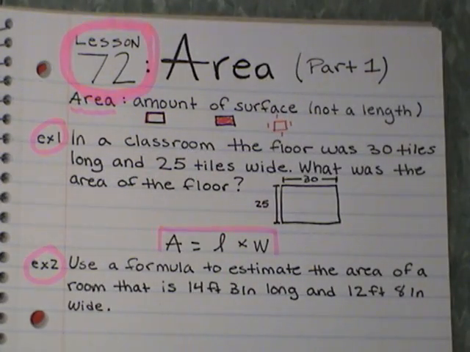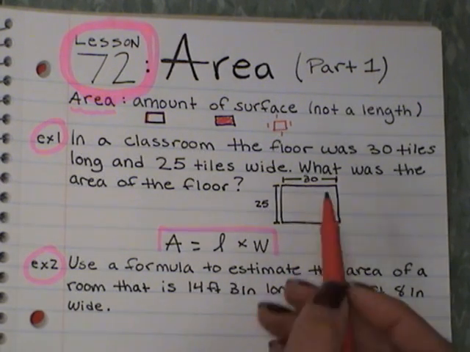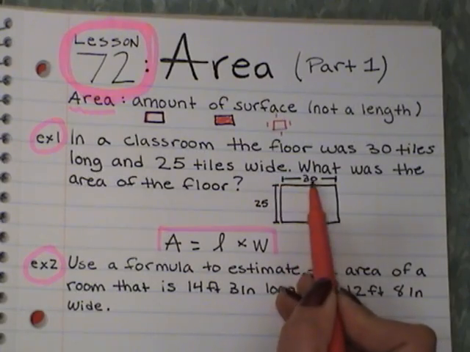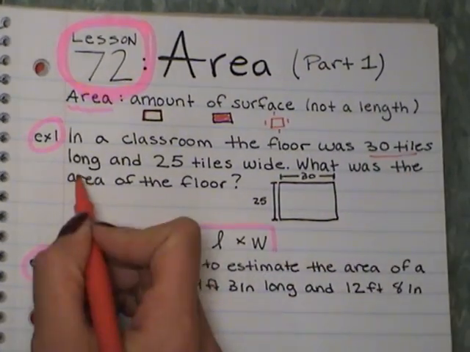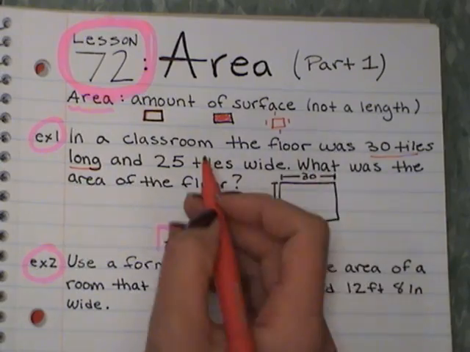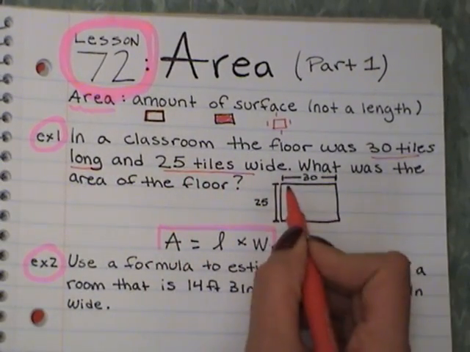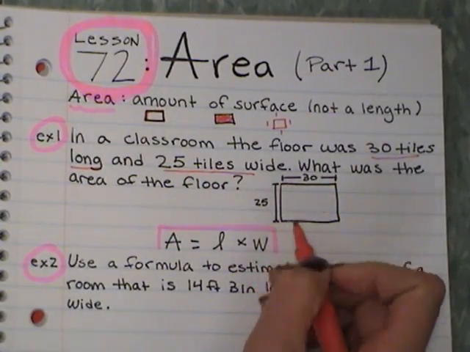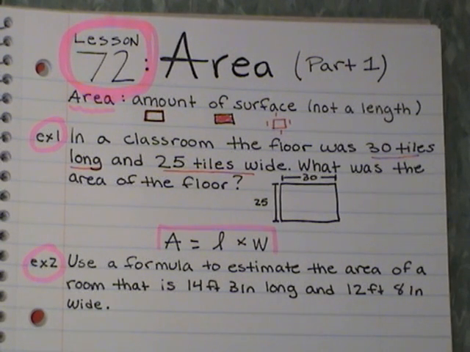All right. For the first example, in a classroom, the floor was 30 tiles long and 25 tiles wide. What was the area of the floor? So it is 30 tiles long going this way. I'm going to underline that. And 25 tiles wide. So going this way it's 30 and going down it's 25. So to find everything in the middle, we're going to have to multiply.